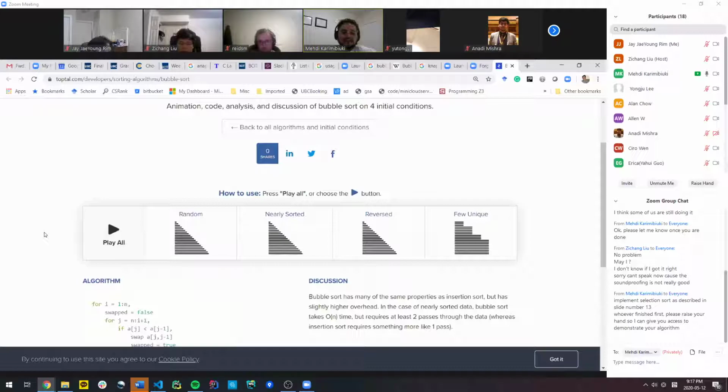All right, this is just to give you an idea how things are operating in the best case and in the worst case. So the best case was nearly sorted. So if you have an array that is nearly sorted, obviously it takes the least amount of time.